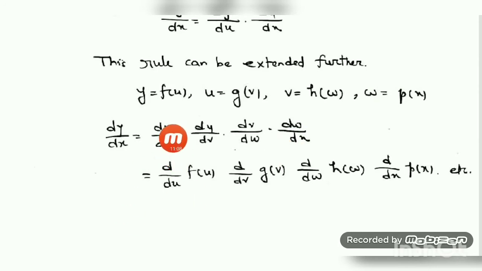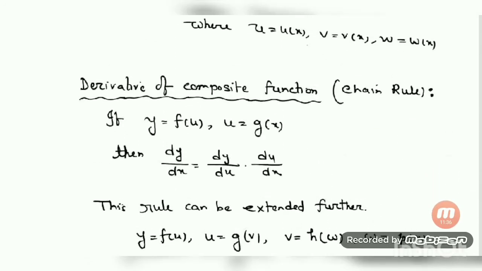So you see, that means to find out d/du of y, the function f(u) can be differentiated by using the previous formulas. d/dv of u, you can put the value of u here. What is u? g(v). Then d/dw of v, we can substitute h(w). Then here d/dx, what is w? p(x). So all this can be found out. So you see, as they are related like a bead or a chain, that's why this rule is known as a chain rule.